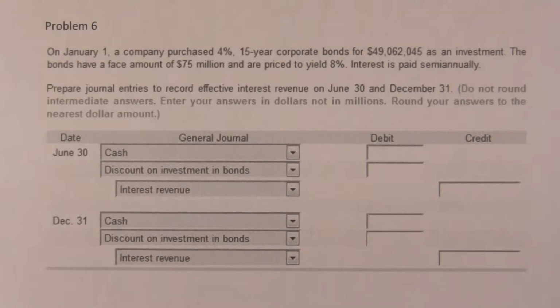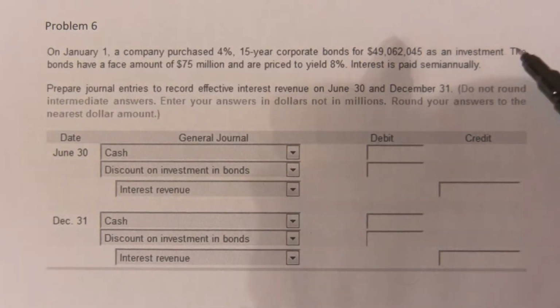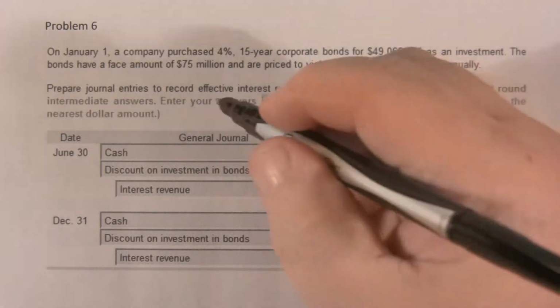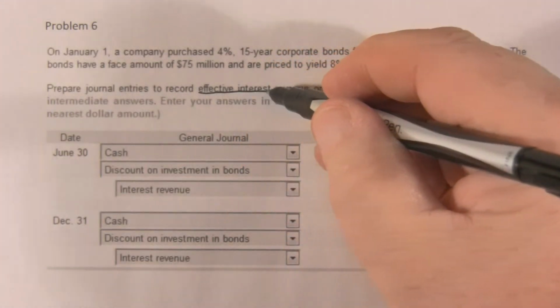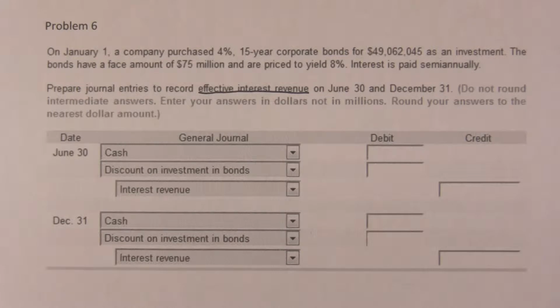Okay, this problem has a little bit of a twist, but not much. What it says is we purchase these bonds as an investment and we need to record effective interest revenue. So this is just the other side of interest expense. This is us getting it as interest revenue.